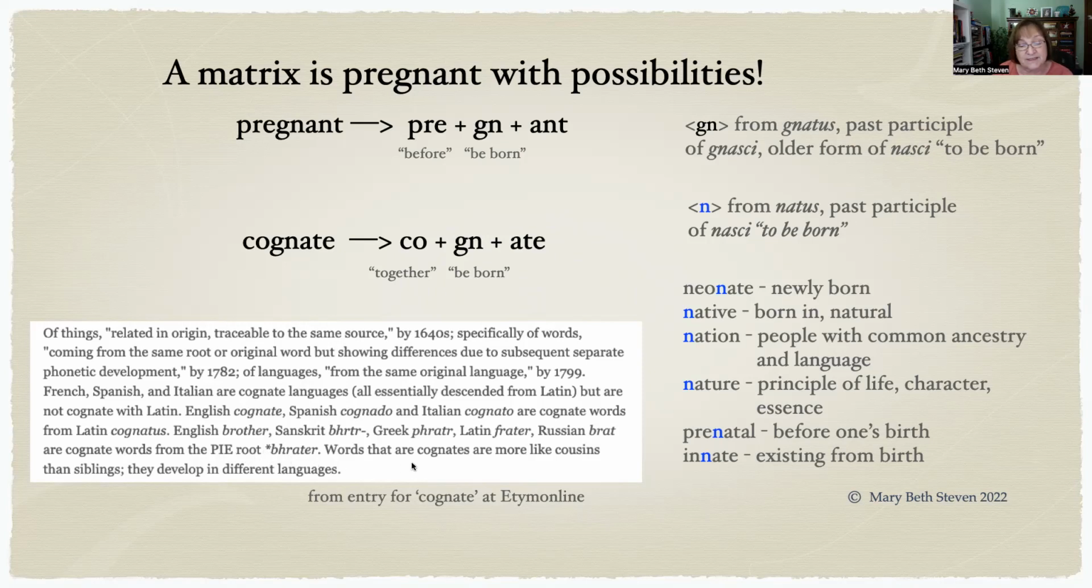One other thing about this, words that are cognates are more like cousins than siblings. So think of it in that way, more like cousins. They develop in different languages. All right, well, let's move on and talk about the matrix itself.